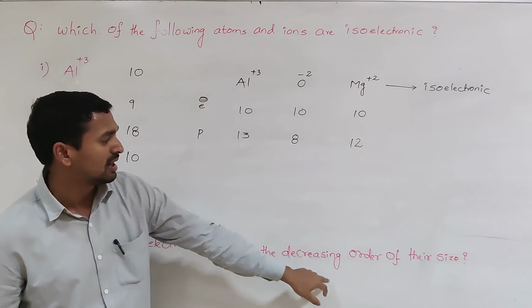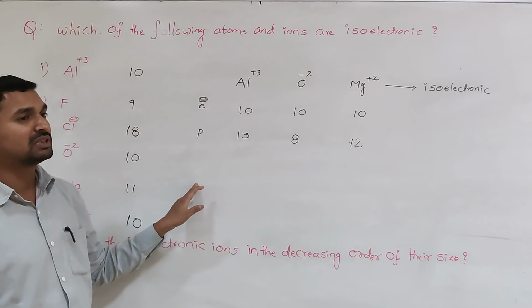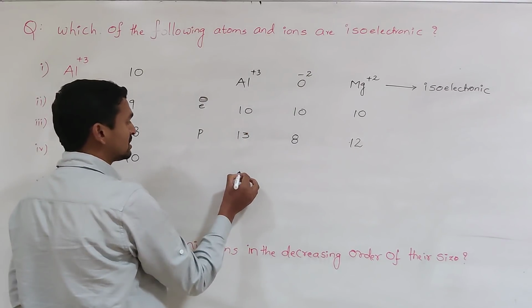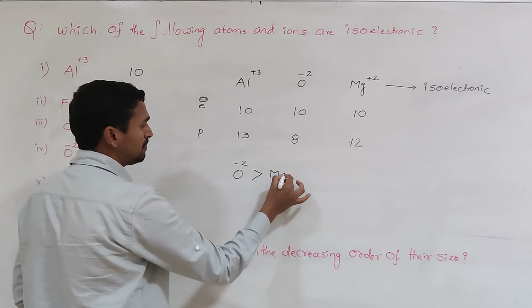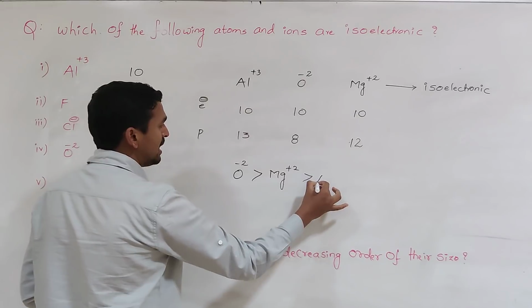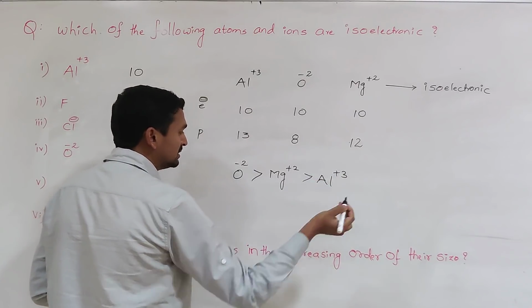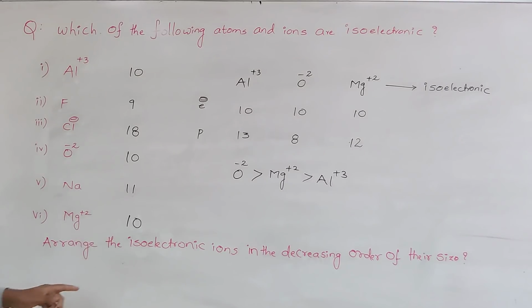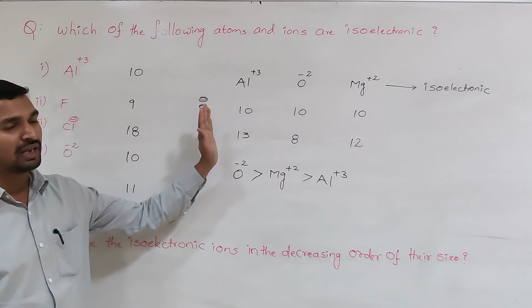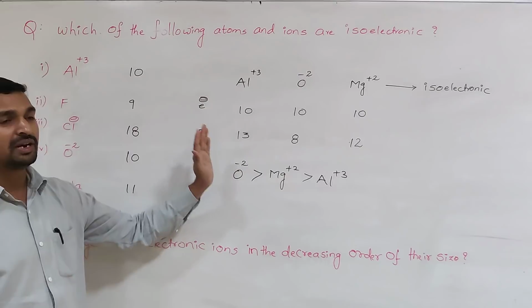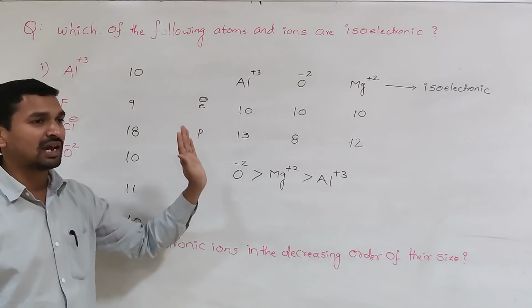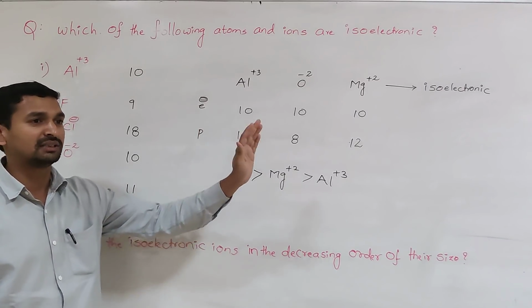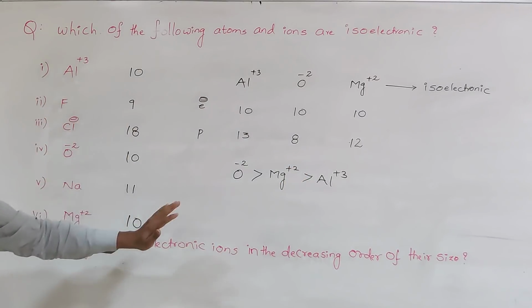First we need to write which is larger in size. Oxygen, O minus 2, then greater than magnesium plus 2, then greater than Al plus 3. This is the answer for the second question: arrange the isoelectronic ions in the decreasing order of their size. Simply, whenever isoelectronic ions come, whichever has the more number of protons should be smaller in size. Whichever has the fewer protons is larger in size. This is the first question.